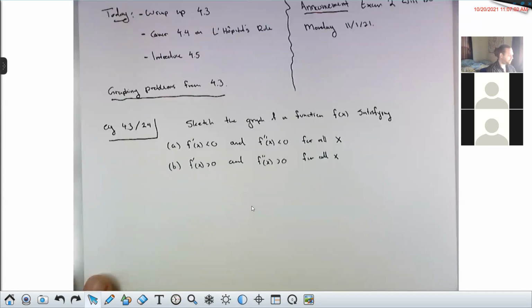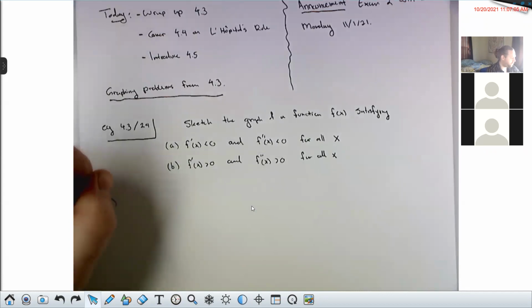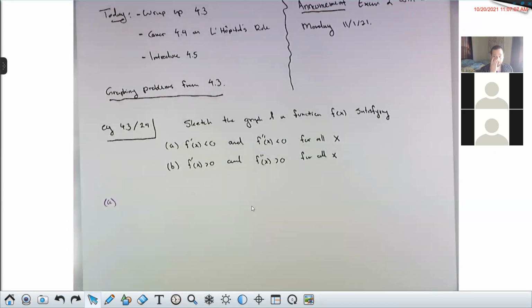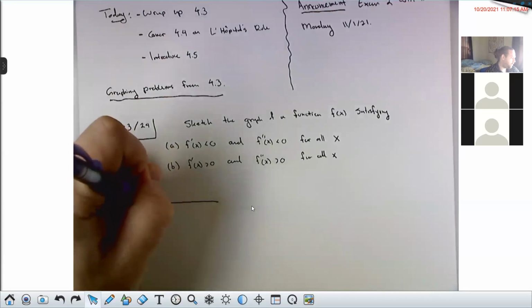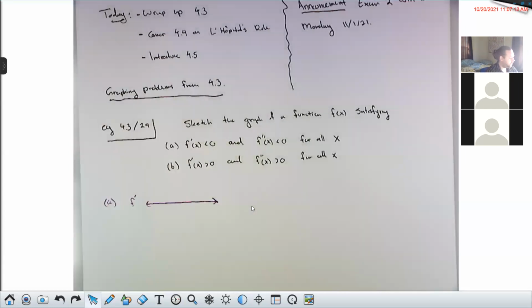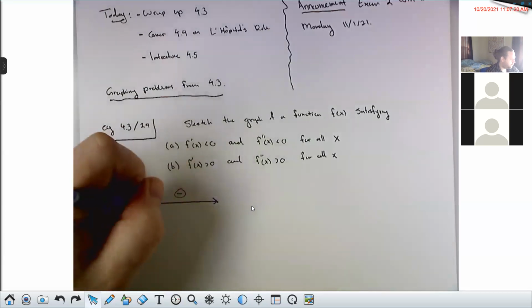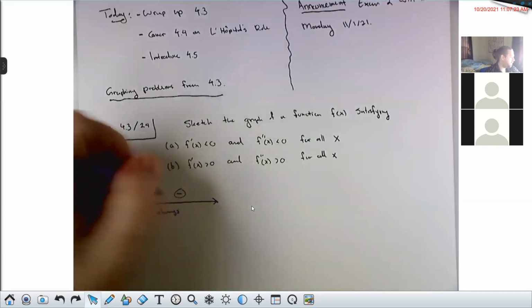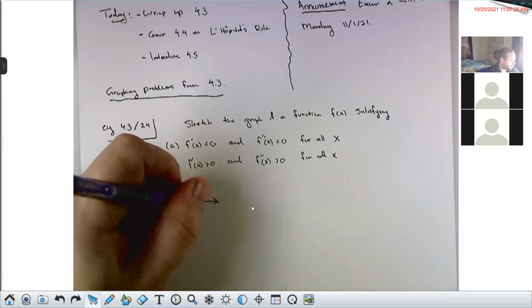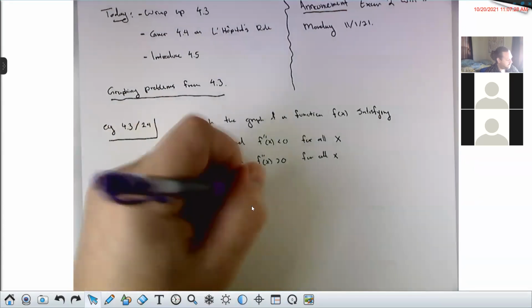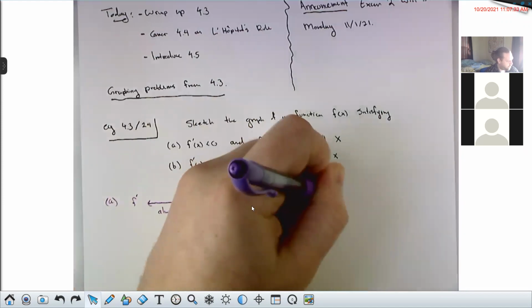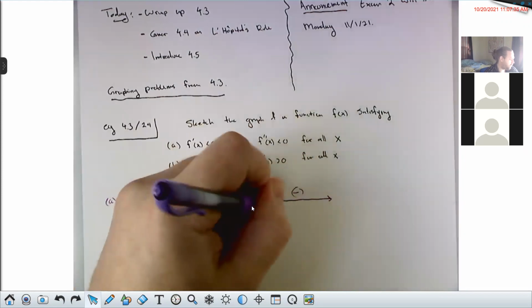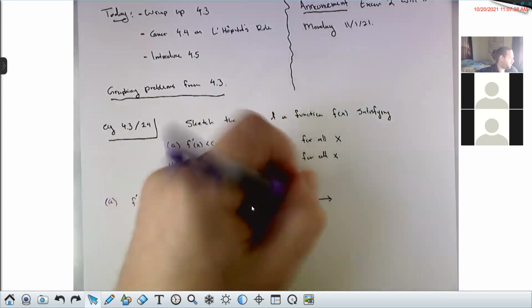So for part A, what I would recommend doing for any problem like this is you want to try to come up with the shape of the graph, right? So your f prime number line here, there are no critical numbers. The thing is always negative, which means we're always decreasing. And the f double prime number line is also always negative. So we are always concave down.